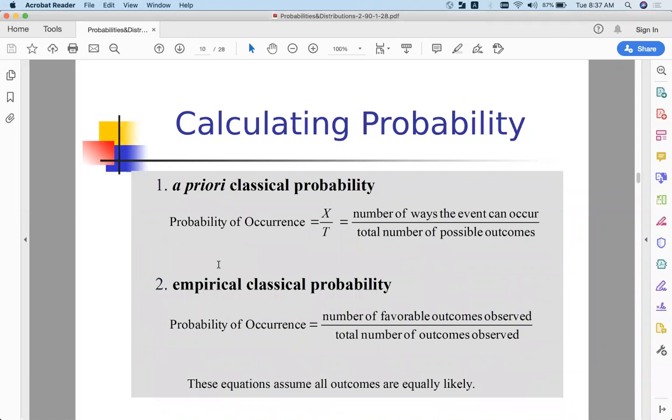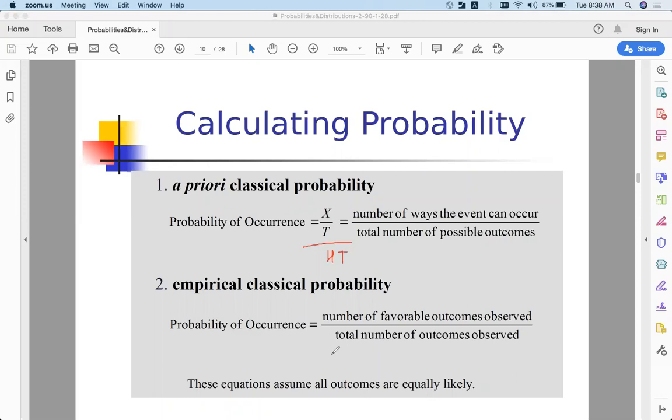Now, in the case of a priori classical probability, the probability is defined as the number of ways the event can occur divided by the total number of possible outcomes. In the case of empirical classical probability, it is the number of favorable outcomes divided by the total number of observed outcomes. So you can connect the dots here. For example, here I already know the favorable outcomes, which are head and tail.